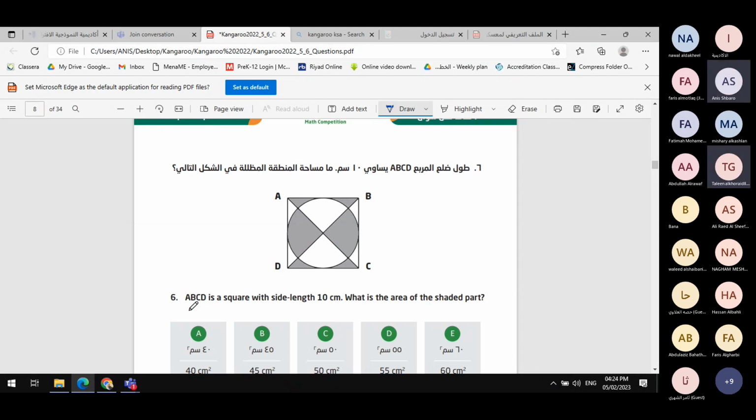Start reading for us, please. Of course. Okay. ABCD is a square with side length 10 centimeters. What is the area of the shaded parts? Okay. What ideas do you have?